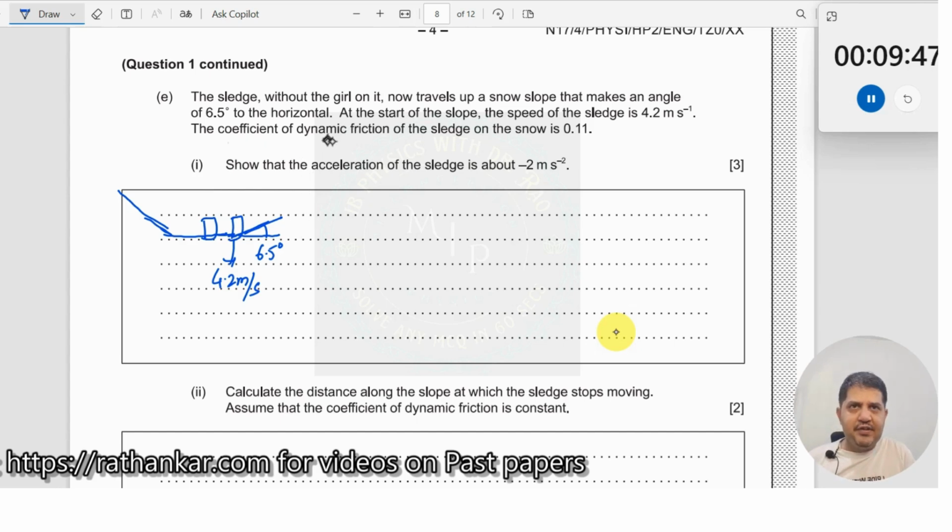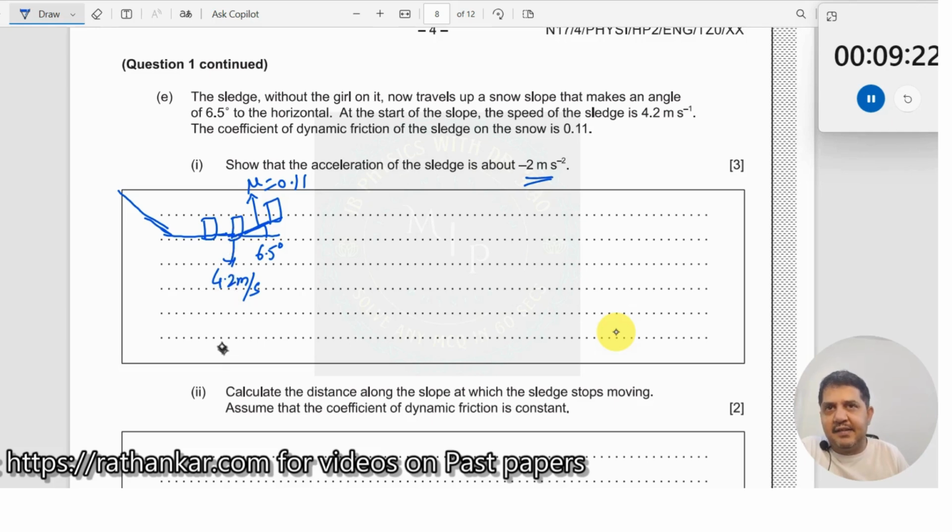The coefficient of dynamic friction of the sledge on the snow is 0.11. See, even without friction itself, it will stop. Now with friction, definitely it has to stop. So it will stop at this point. The value of mu is given to you as 0.11. Show that the acceleration of the sledge is about -2, which means there is a deceleration. Okay, let us look at that also. So what will happen over here?